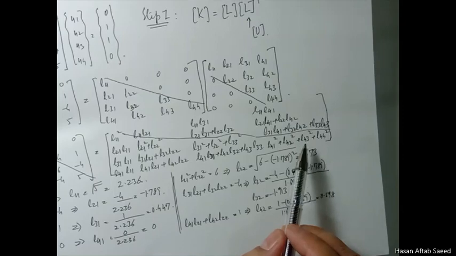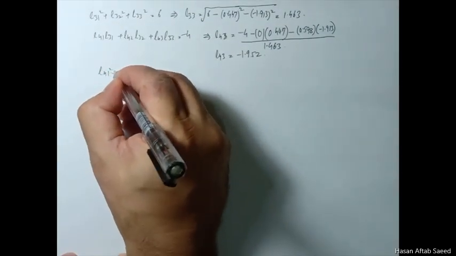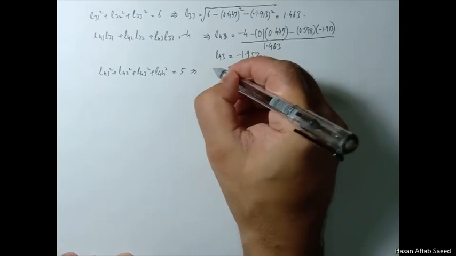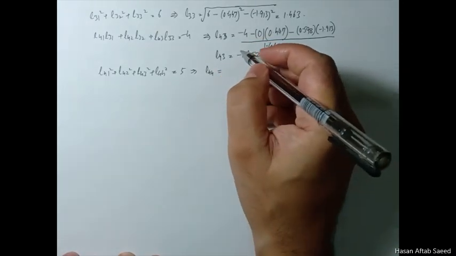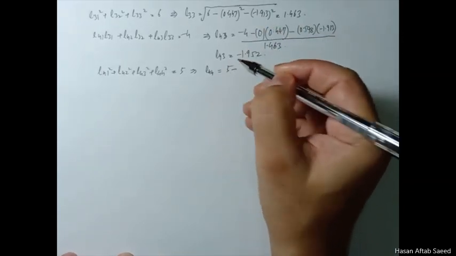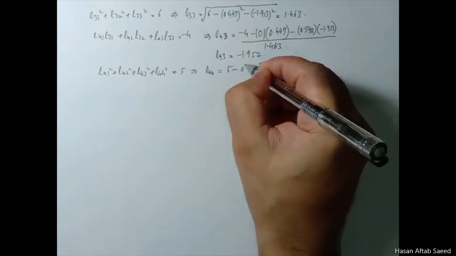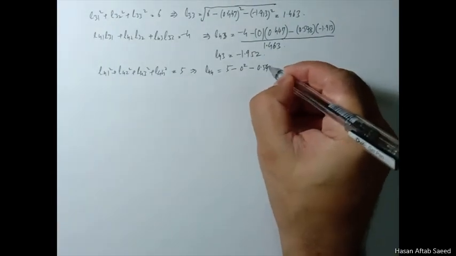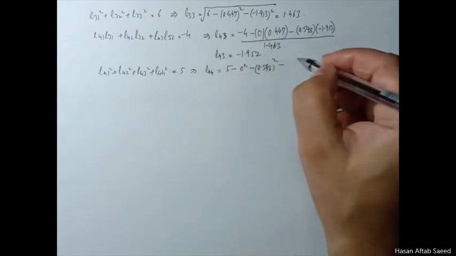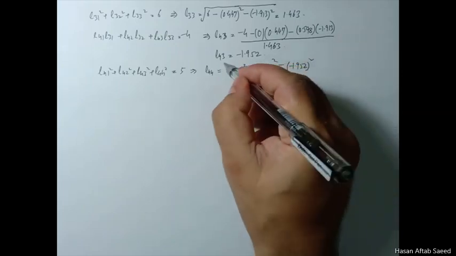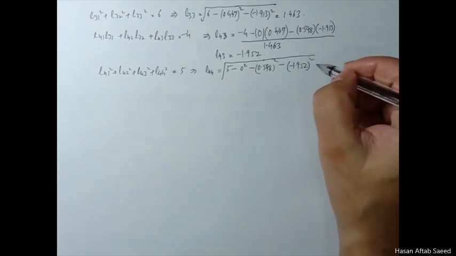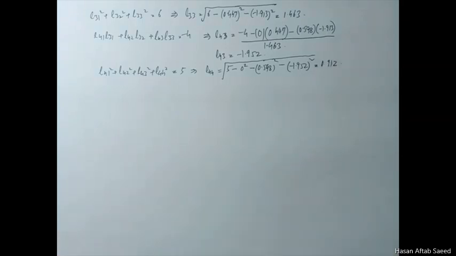Now only one value is left, and that is this one. L41 square plus L42 square plus L43 square plus L44 square is equal to 5, which implies that L44, again a diagonal element, so we need to take a square root here. 5 minus L41 square 0 square, minus L42 square 0.598, minus L43 square 1.952, taking the square root and taking the positive value, and that turns out to be 0.912. Now your step 1 is complete.